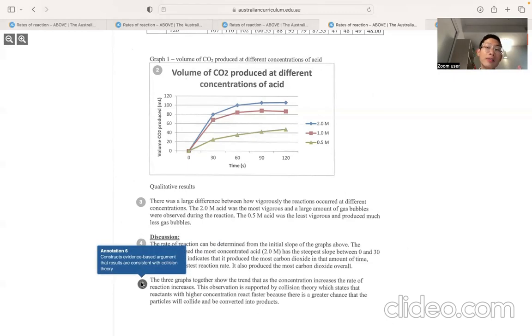Now, it is very important that this student has constructed evidence-based arguments based on what was mentioned in theory in the introduction. So these three graphs together show the trend that as concentration increases, the rate of reaction increases. And it's supported by collision theory. And that provides the reflection from the earlier page.